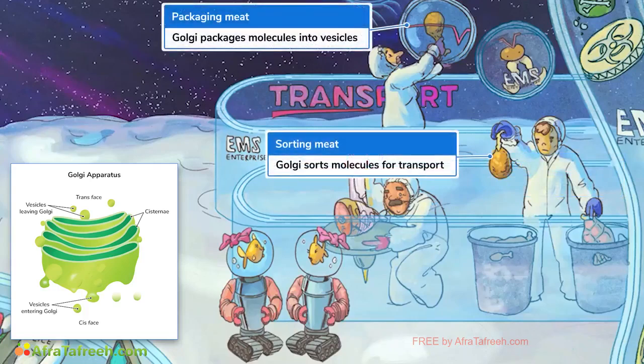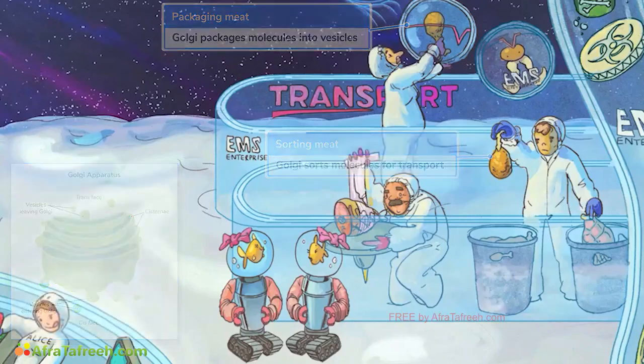The Golgi is also responsible for sorting cellular materials and packaging them properly to ensure they make it to the correct destination. How does this happen? Well, the Golgi can add signaling sequences to molecules to make sure they're directed to the right location, hence the sorting of this space meat and packaging of it into transport orbs.